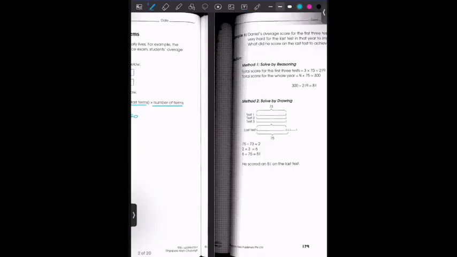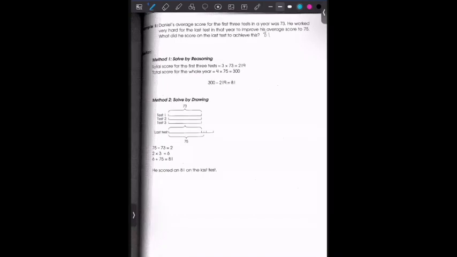So now let's look at our first example. Daniel's average score for the first 3 tests in a year was 73. He worked very hard for the last test in that year to improve his average score to 75. What did he score on the last test to achieve this?